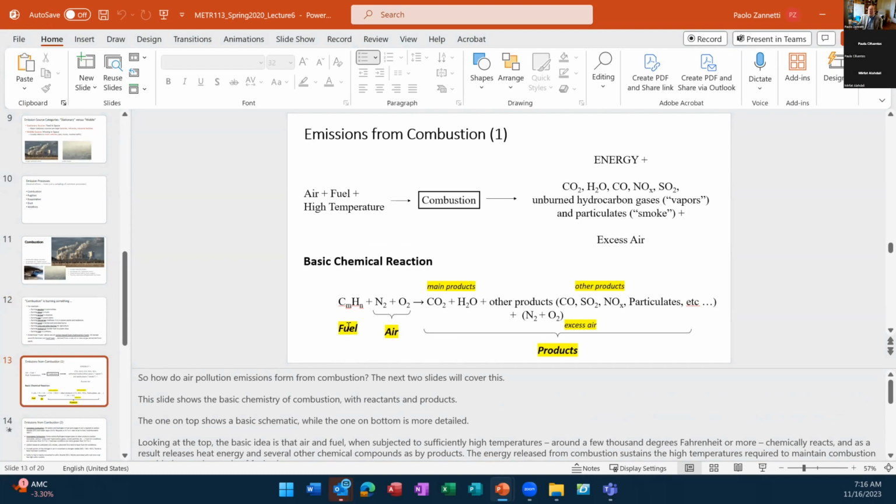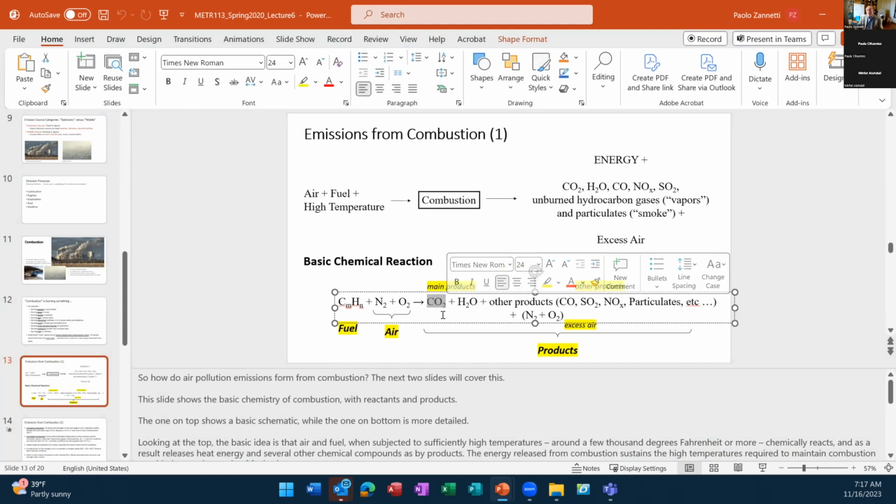Okay, since you asked this question, let's elaborate a little. This is a typical basic chemical reaction when you burn an hydrocarbon. Hydrocarbon, HC. So you burn an hydrocarbon and air is involved in the chemical reaction. Air is N2 and O2, nitrogen and oxygen. What are the main products of this combustion? Well, first of all, energy. That's why you burn stuff, to create energy. But what are the other products?